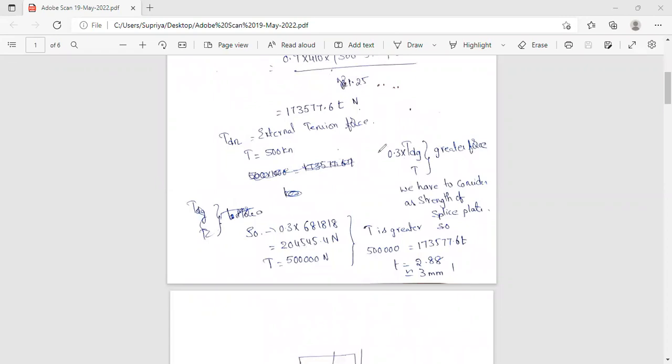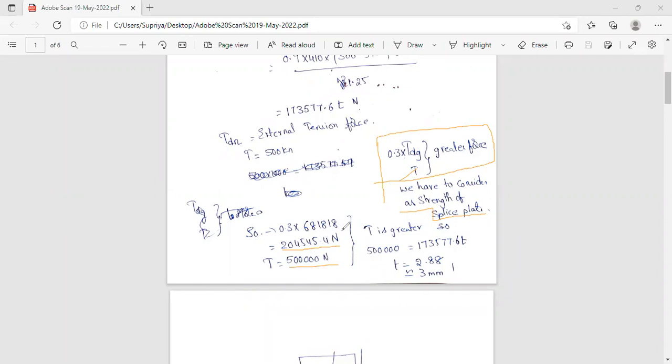We have another criterion: the greater of 0.3 times T_DG, or T, which is the force we have to consider as the strength of the splice plate. T_DG we have already calculated, so 0.3 multiplied by T_DG gives 20,4545.4 newtons. And T is the tension force coming onto the connection, which is nothing but 500 kilonewtons.